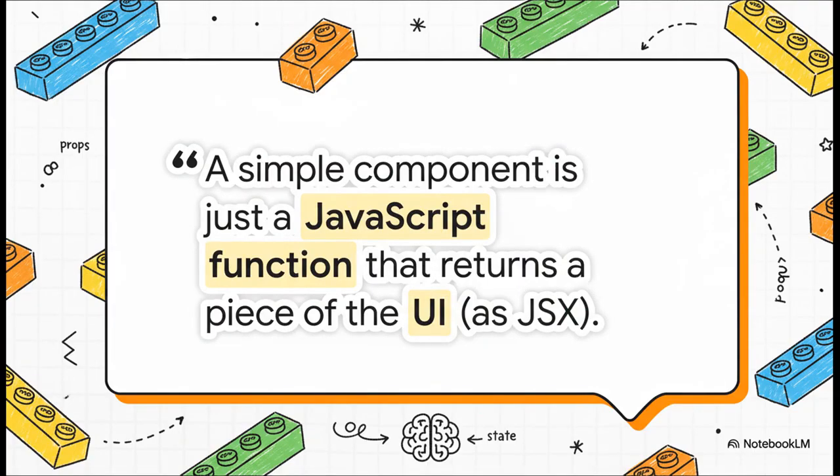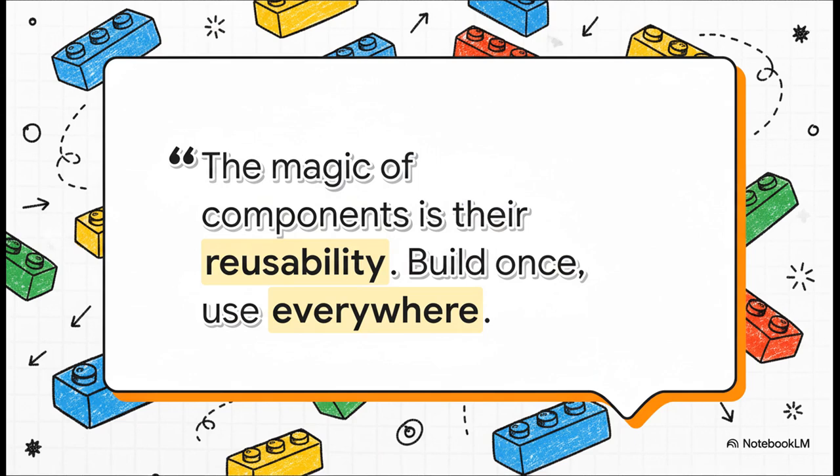At its simplest, a component is really just a standard JavaScript function. But instead of returning something simple like a number or a string, it returns a piece of the user interface written as JSX. It's like a self-contained little recipe for a part of your screen. And the true magic of components is that they are reusable. You build a component once, and you can use it absolutely everywhere, as many times as you want. Think of it like creating your own custom Lego brick. Once you've designed it, you've basically got an infinite supply to build with.